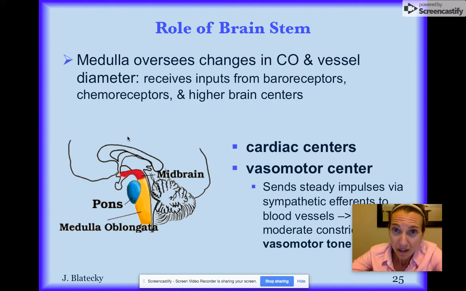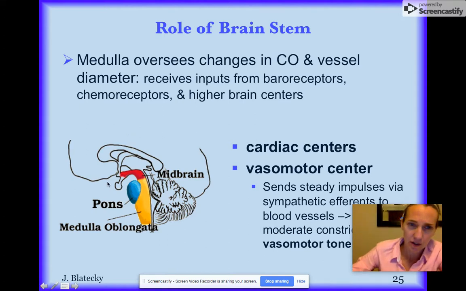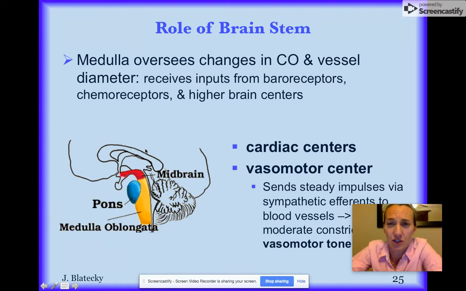Another key player to think about here, again, a reflex, so the brainstem. So here it's the medulla that's really overseeing the changes in the cardiac output and the vessel diameter. So they're taking in all this input from the baroreceptors, from chemoreceptors in some places, and coordinating that. You see my note here about the higher brain centers. This is things such as anxiety, right? How is anxiety involved in increasing blood pressure?